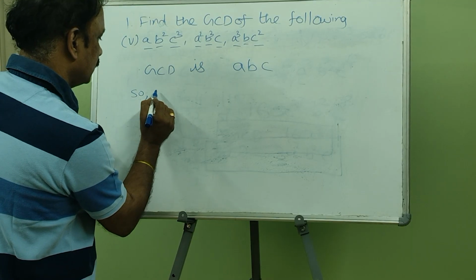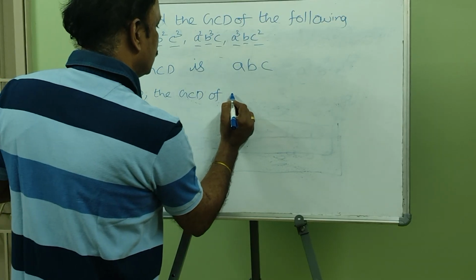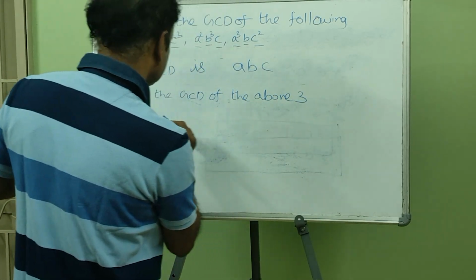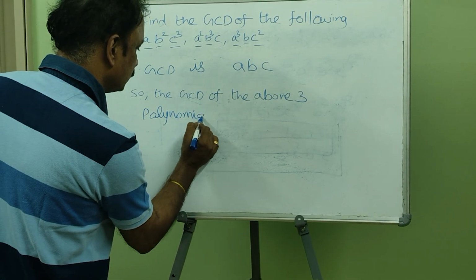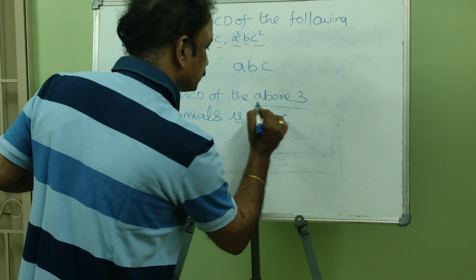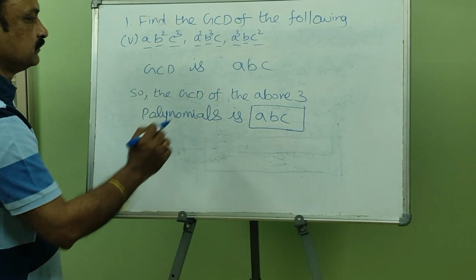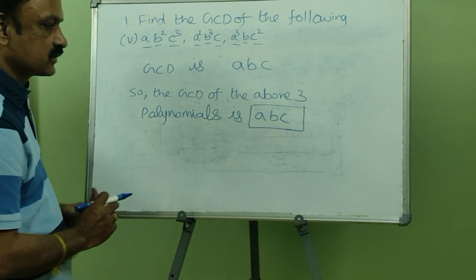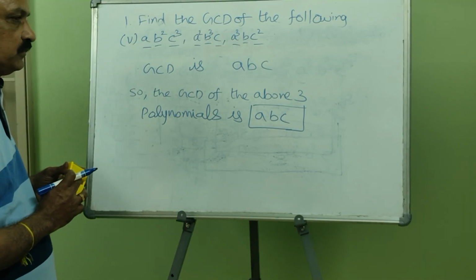So the GCD of the above three polynomials is just abc. I hope it's very clear. Just take the lowest power and then form the greatest common divisor for all these three polynomials.